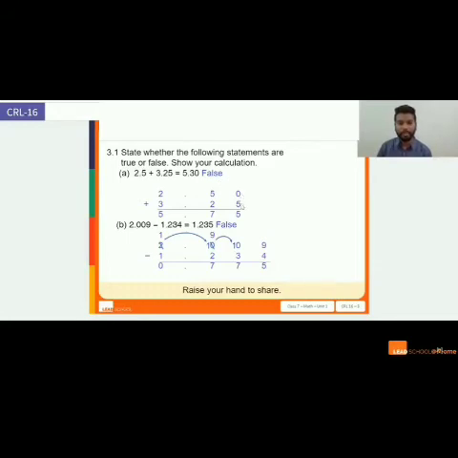Alright, 0 hundredths plus 5 hundredths is 5. 5 plus 2 is 7. Okay, and 2 plus 3 is 5. Because there is no carryover, the number is straightforward. 5.75 is not equal to 5.30. So this is a false statement.